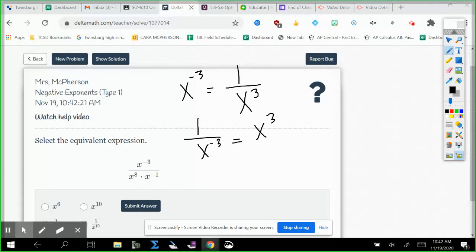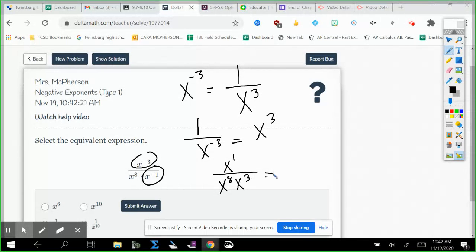So if you look at this multiple choice question on Delta Math, you have a negative exponent here and you have a negative exponent here. Both of those need to switch places. So you're going to have an x to the first on top and you're going to have an x to the third on the bottom. The x to the eighth was not negative.